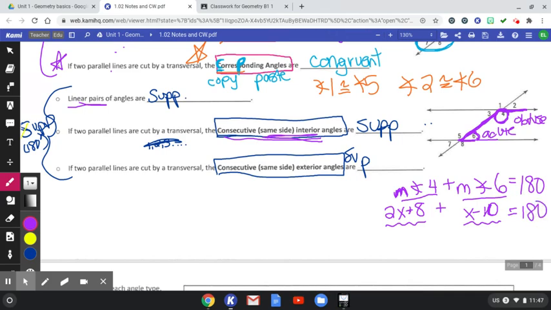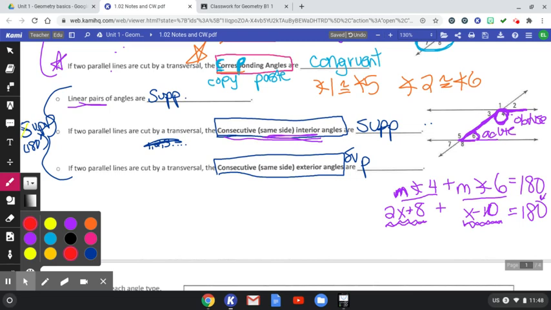So again, we're going to kind of extend into some algebra problems in a minute here. But if these two angles were represented by this expression and this expression, we would combine like terms and set equal to 180. Same thing with same side exterior angles.